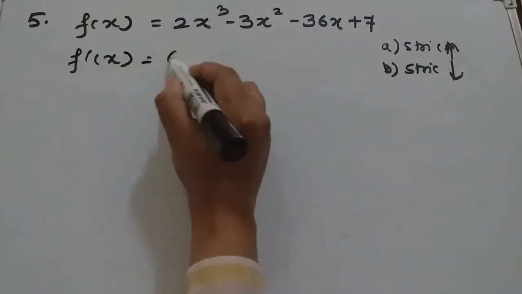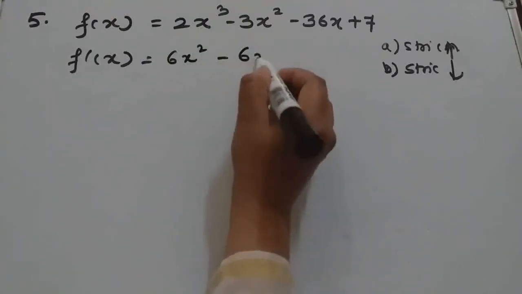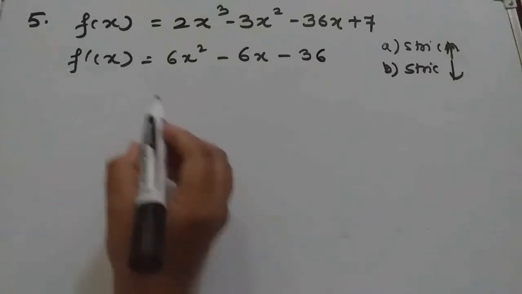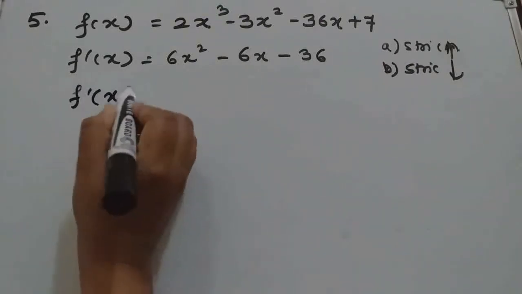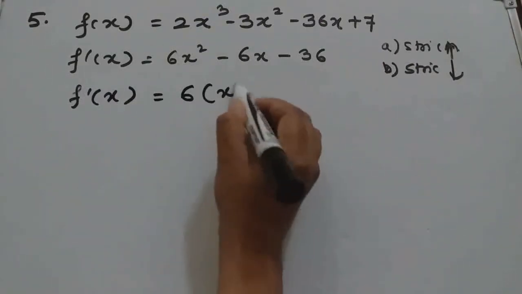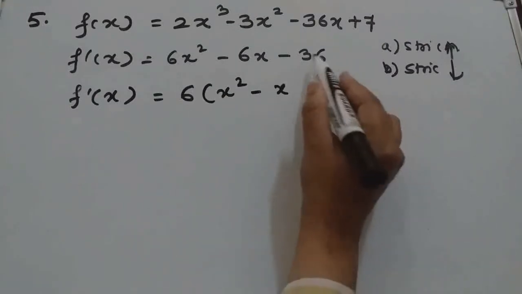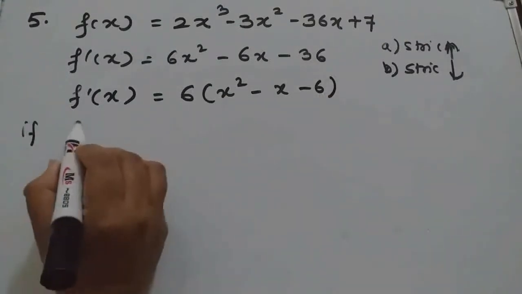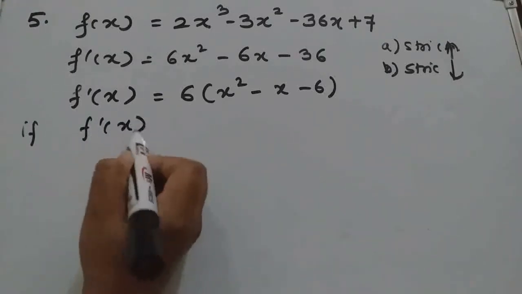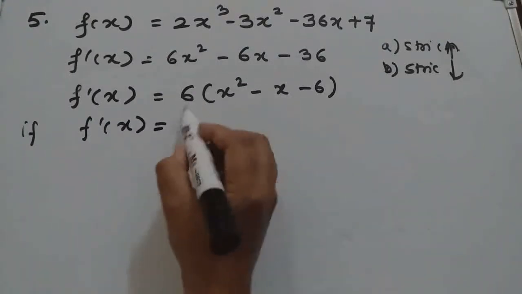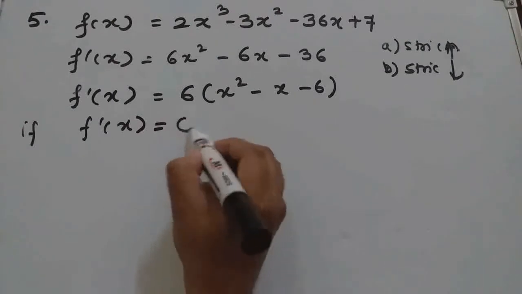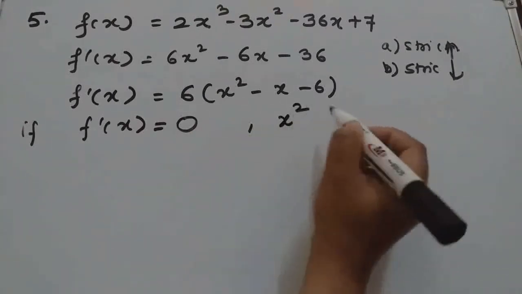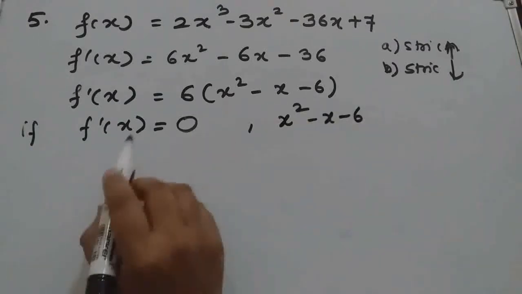So f dash of x is 6x square minus 6x minus 36. We can take 6 common: 6 times (x square minus x minus 6). Now if f dash of x equals 0, we should find the value of x here. So if we substitute f dash of x as 0, what will we get here? Why are we substituting f dash of x as 0?